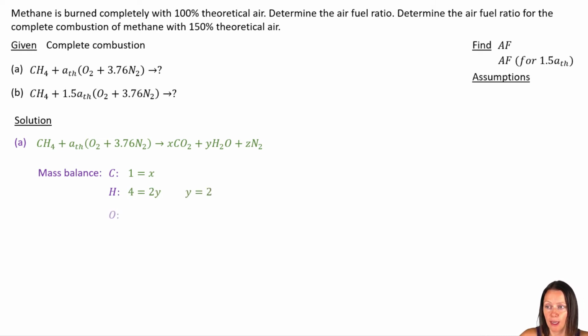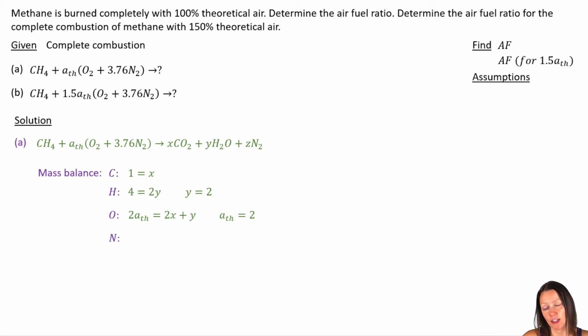Y is equal to 2. And then for my oxygen, I've got 2 times A sub TH on the left-hand side, and then on the right-hand side, I've got 2 times X, that's in the CO2 molecule, and then I've also got an oxygen in the water molecule, so I've got Y. So the final balanced equation is 2 times the theoretical air equals 2X plus Y. And if I plug in my numbers, I should get that I have a theoretical air of 2.